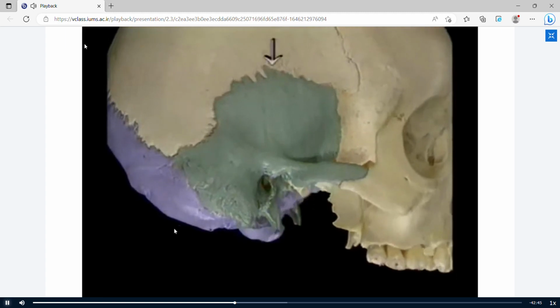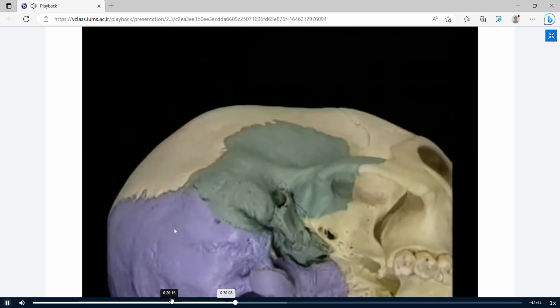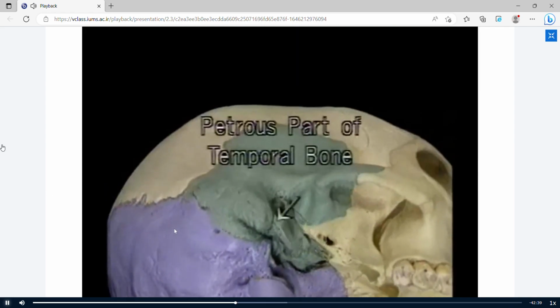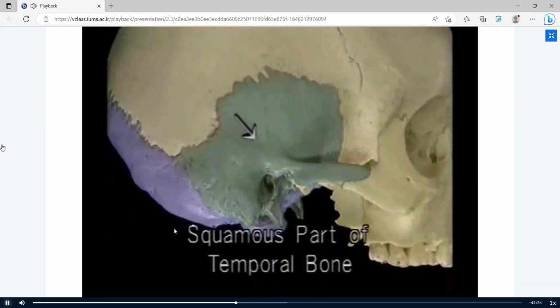goes from here on the outside to here underneath. This is the petrous part of the temporal bone. This is the squamous part.